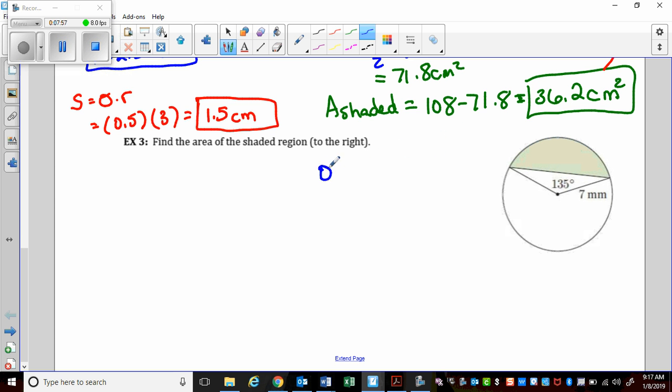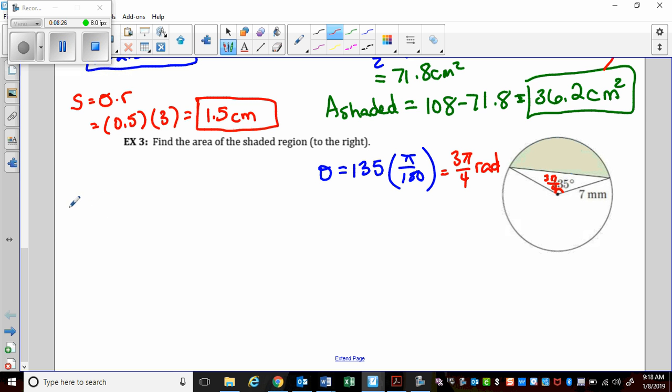My theta is 135. Remember, we just multiply it by pi over 180. That's my conversion. So 135 times pi over 180, I think that's 3 pi over 4. And now I'm in radians. So this angle is 3 pi over 4.